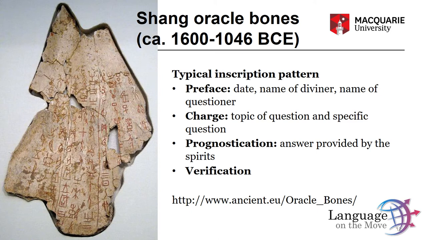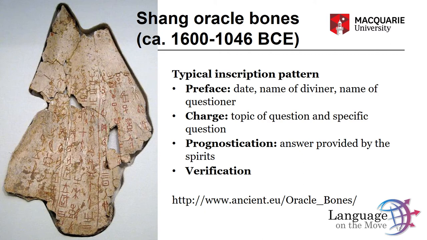The way this worked basically was that someone who wanted to know the future went to see a diviner, and the diviner would scratch the date, his or her name, and the name of the questioner onto one of those bones. And they would also write down the topic of the question and the specific question. And then they would somehow smash the bone so that cracks appeared.